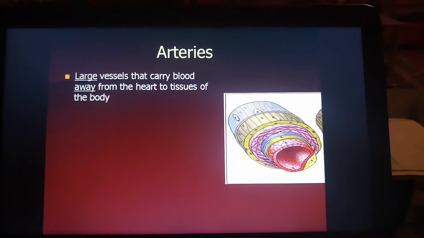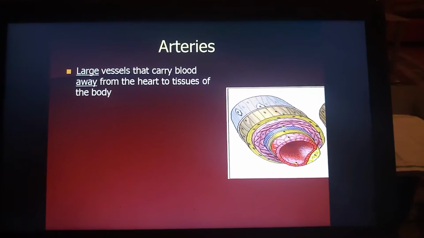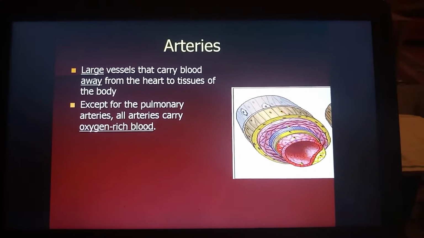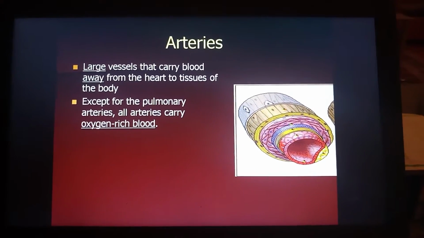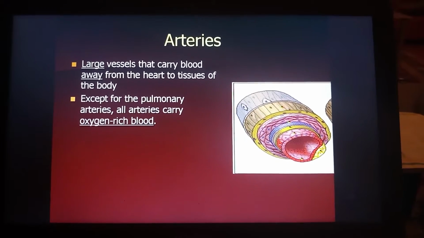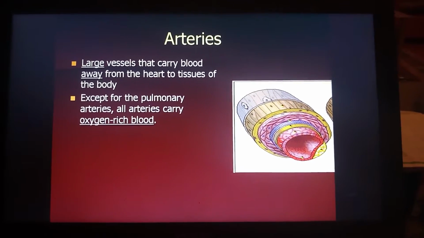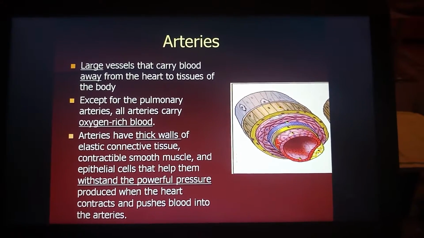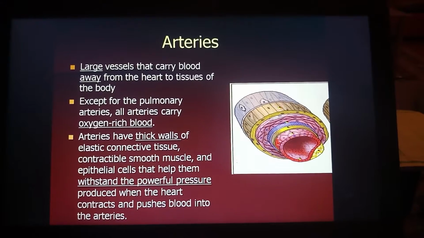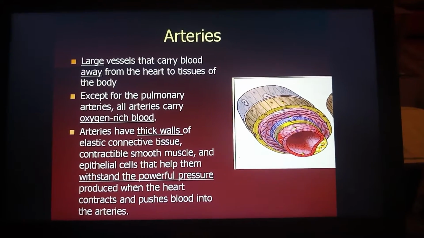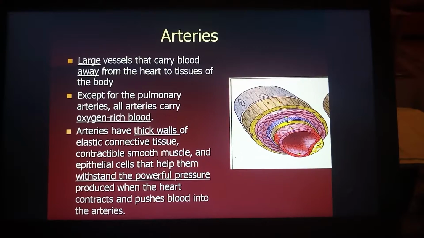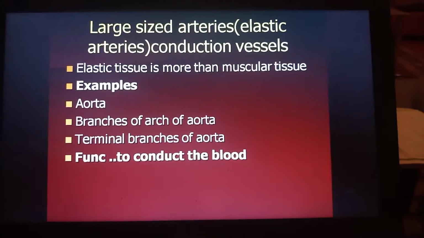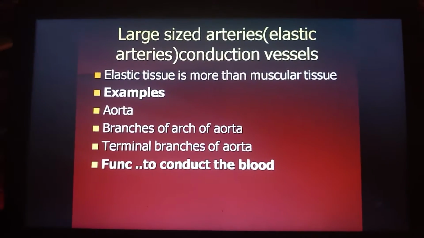Arteries, large vessels that carry blood away from the heart to the tissues of the body. Except for the pulmonary arteries, all arteries carry the oxygen-rich blood. So, only the pulmonary artery is the exception, otherwise all arteries carry the oxygenated blood. Arteries have thick walls of elastic connective tissue and contractible smooth muscle and epithelial cells that help them withstand the powerful pressure produced when the heart contracts and pushes blood into the arteries. Now we'll divide the arteries into various types.